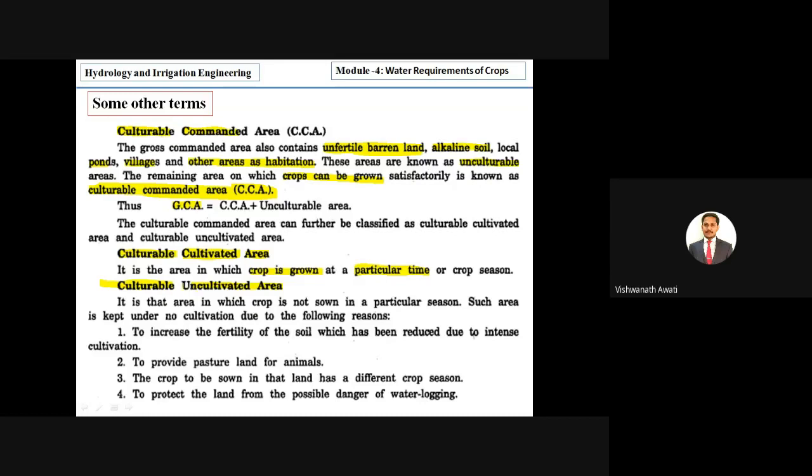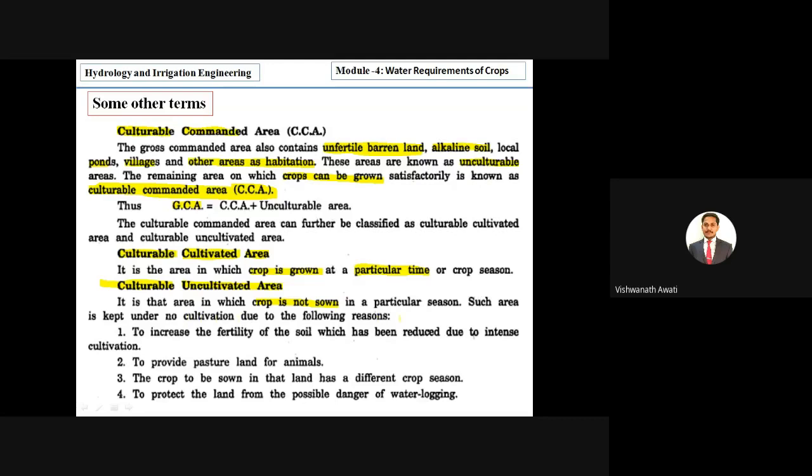What is the difference? Uncultivated means even though it is suited for agriculture, in some particular time no agriculture is made, right? That is the area in which crop is not sown, not sown in a particular season. Such an area is kept uncultivated due to the following reasons.